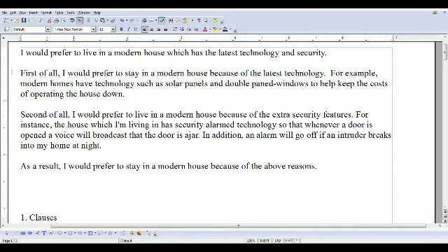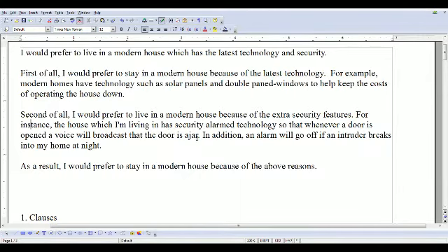For example, modern homes have technologies such as solar panels and double pane windows to help keep the cost of operating the house down. Second of all, I would prefer to live in a modern house because of the extra security features. For instance, the house which I'm living in has security alarm technology so that whenever a door is opened, a voice will broadcast that the door is ajar.